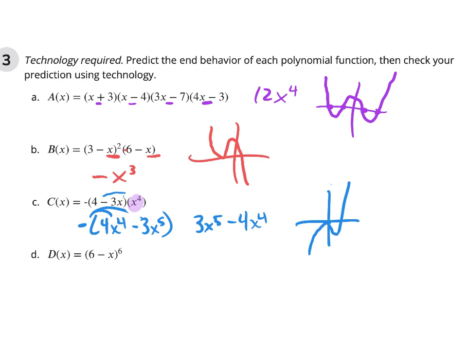Okay, so 6 minus x to the sixth power is going to look like, well, it has a root. Basically what you do with 6 minus x is you switch it around. It's negative x plus 6. And then when you set that equal to 0, you get 6 is equal to x. And it's an even exponent, so it doubles back at 6. So it's going to look something like that.